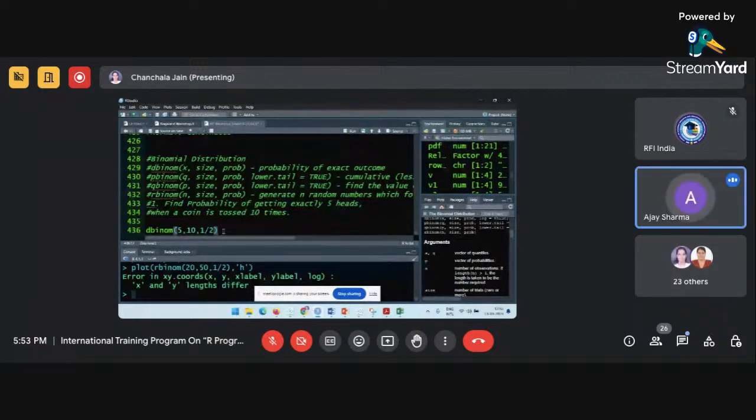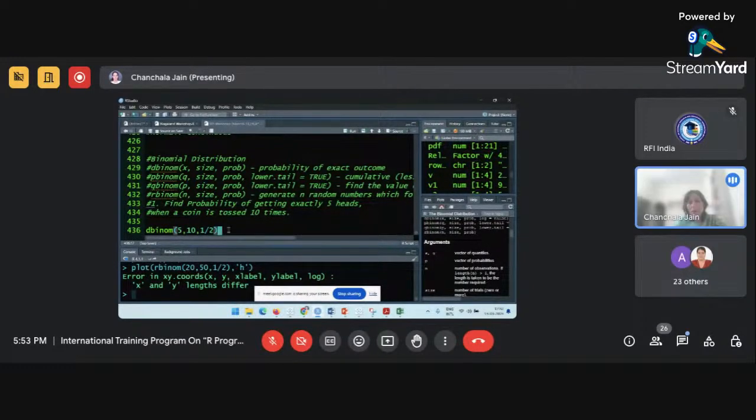Chanchala ma'am, when I write lower dot tail, it gives an error. It will give an error. That is why I have removed it, because we are looking for an exact probability, sir. Ma'am, what is the meaning of this lower dot tail? That I'll explain to you in the next question, when we do the remaining functions.